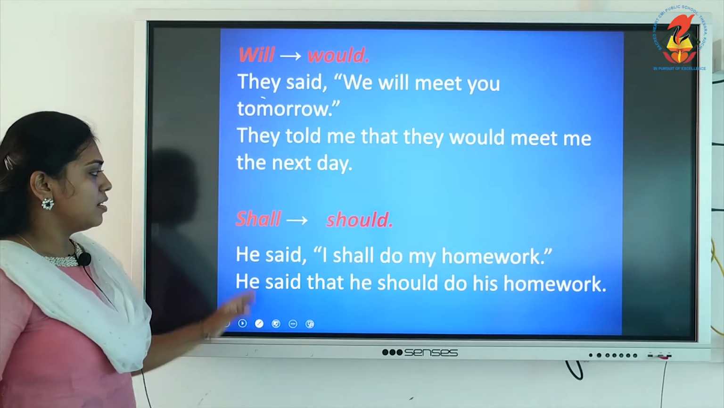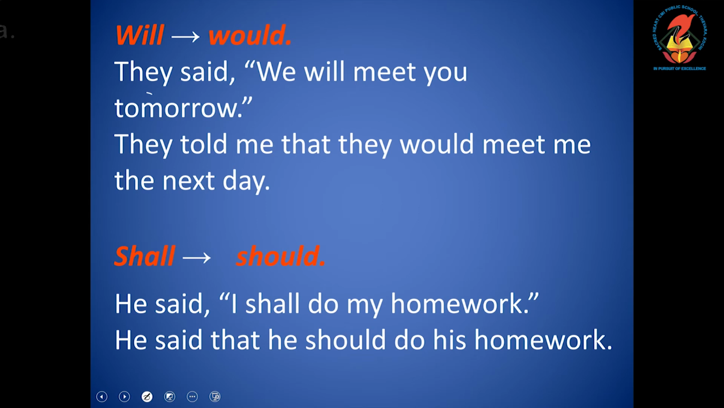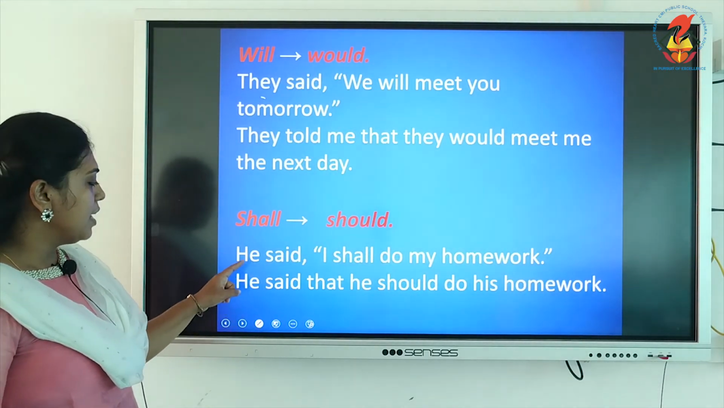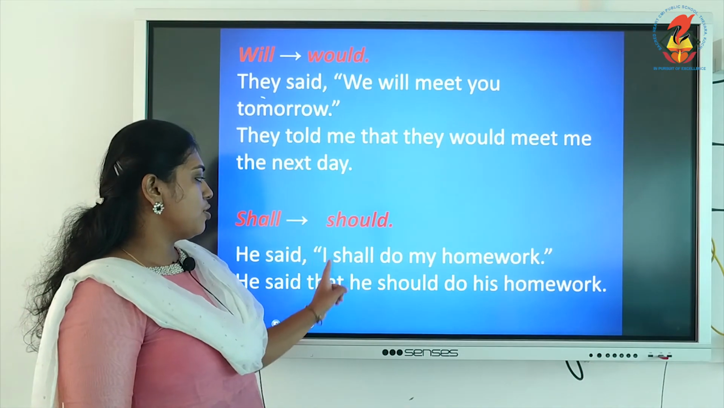Next one is shall. When the modal auxiliary shall comes in a sentence, you have to change it into should. So the example sentence is, he said, "I shall do my homework." So when you change it, the sentence would be, he said that I should be changed, right?